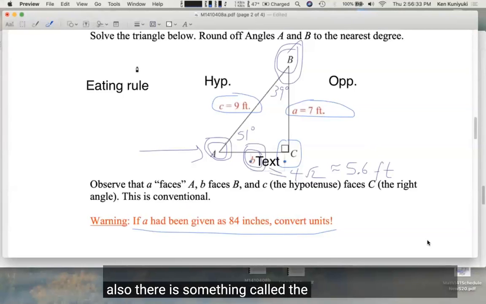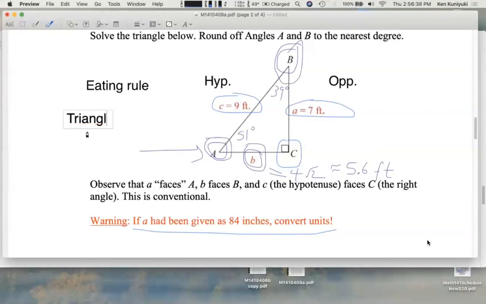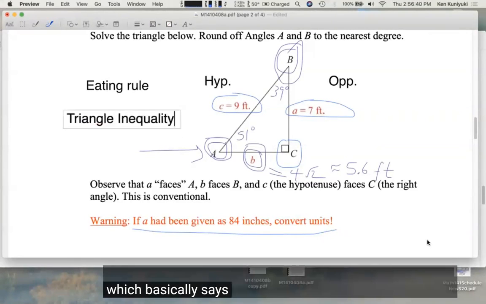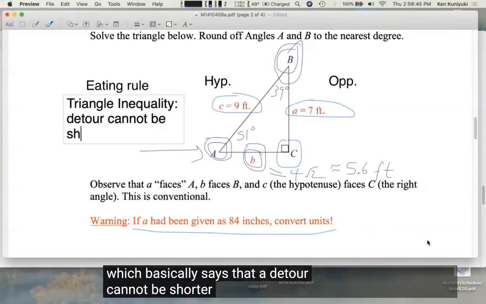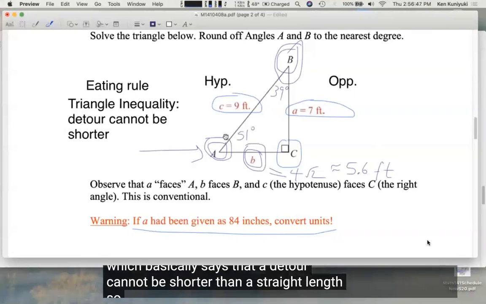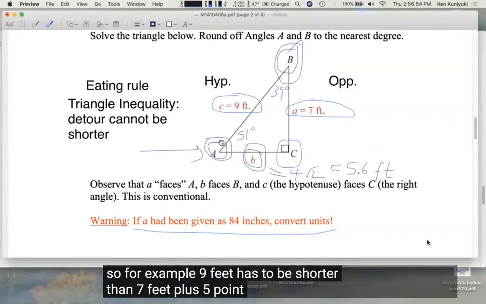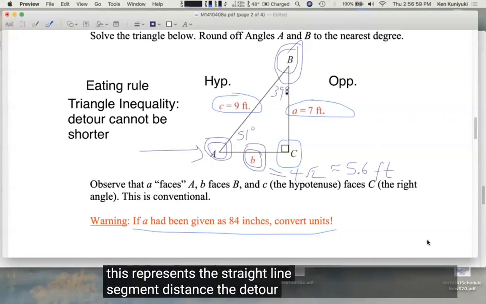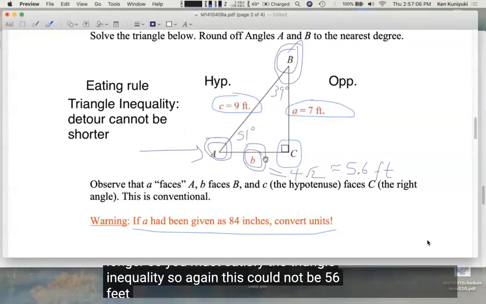Also, there is something called the triangle inequality. Which basically says that a detour cannot be shorter than a straight length. So for example, 9 feet has to be shorter than 7 feet plus 5.6 feet because this represents the straight line segment distance. The detour here must be longer. So you must satisfy the triangle inequality. So again, this could not be 56 feet.